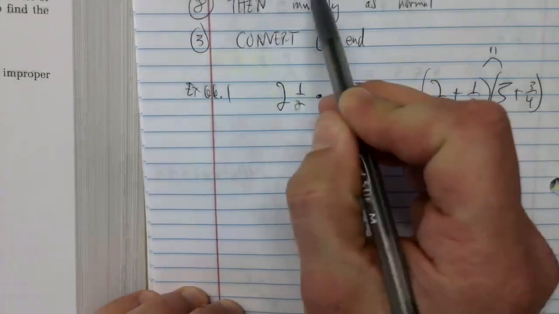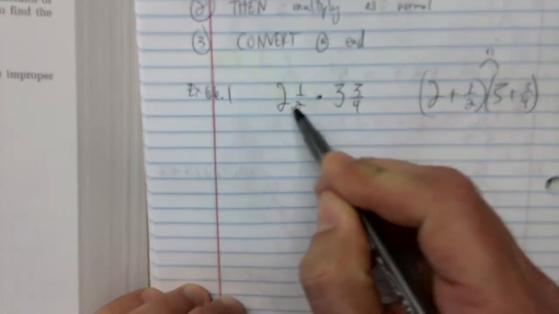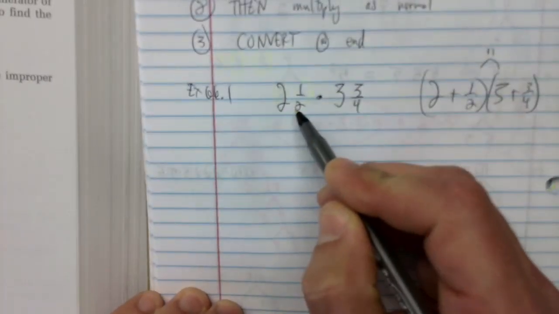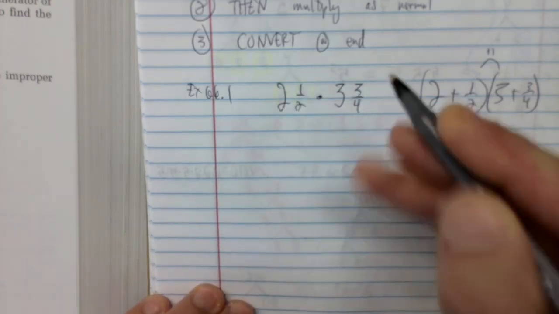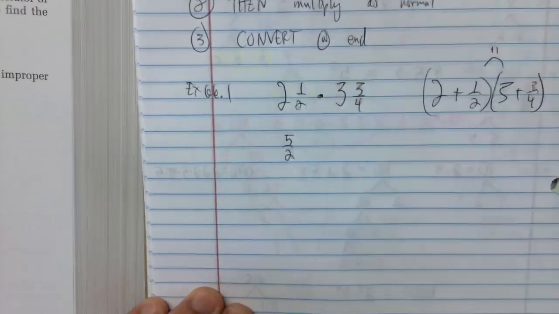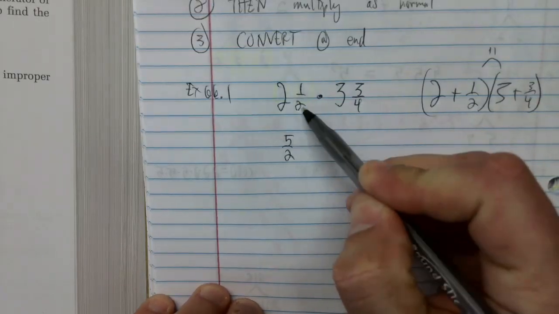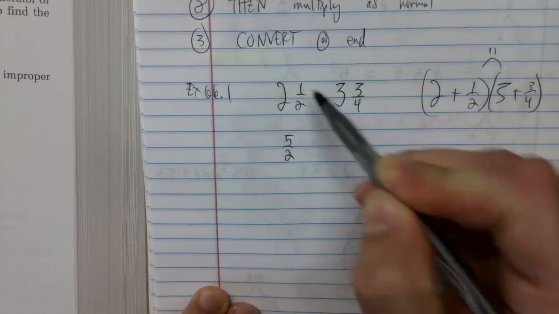So change both to improper fractions. So 2 1/2 as an improper fraction. How do I do that? You multiply the whole number by the denominator, and then you add the numerator. Okay. Multiply by the denominator, add the numerator.